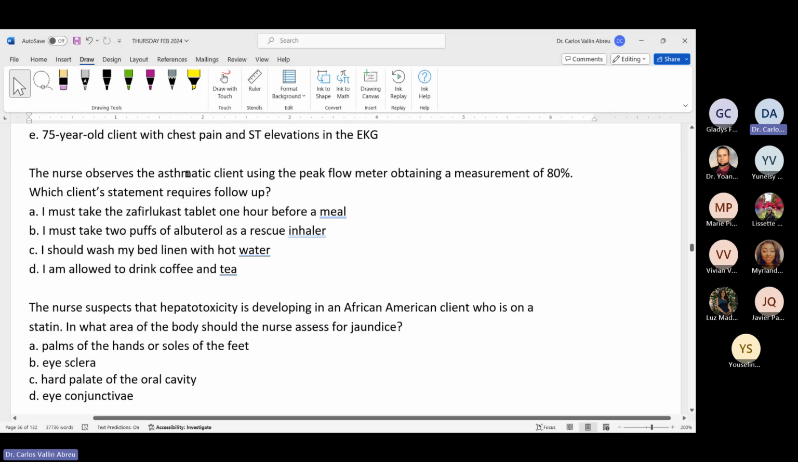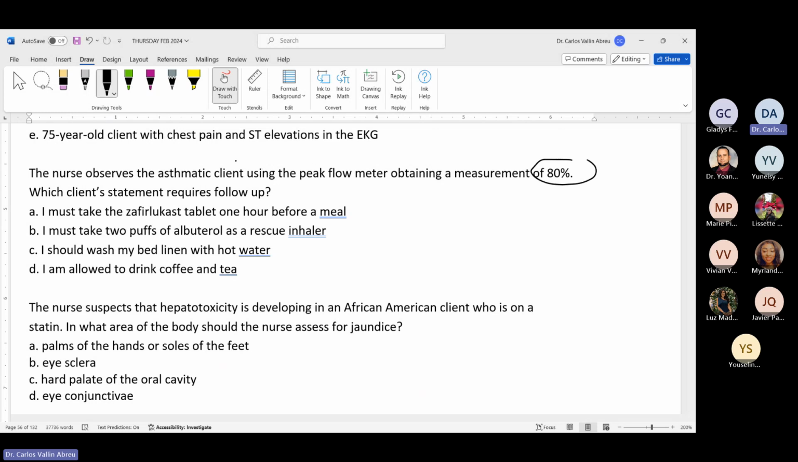The nurse observed the asthmatic client using the peak flow meter and obtaining a measurement of 80%. Okay, remember that the client should do that 3 times and then take the best of the measurements. The client will blow in the peak flow meter device 3 times and you are going to choose the best of the 3 determinations. So the best determination was 80%.